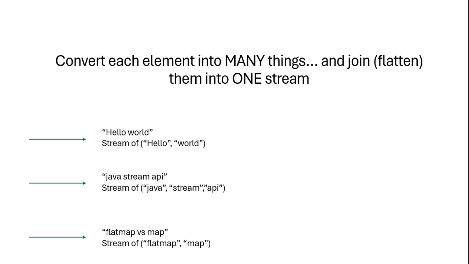So the idea of flatMap is to convert each element into many things and join them, or flatten them, into a single stream. So let's say we have a list of sentences like "hello world", "Java Streams API" and "flatMap as map". What we do is we split them into words, so that all the sentences are converted into words in this way. The idea here is to split the sentence into words and flatten them so that we get a list of all the words. That's where flatMap comes into the picture.